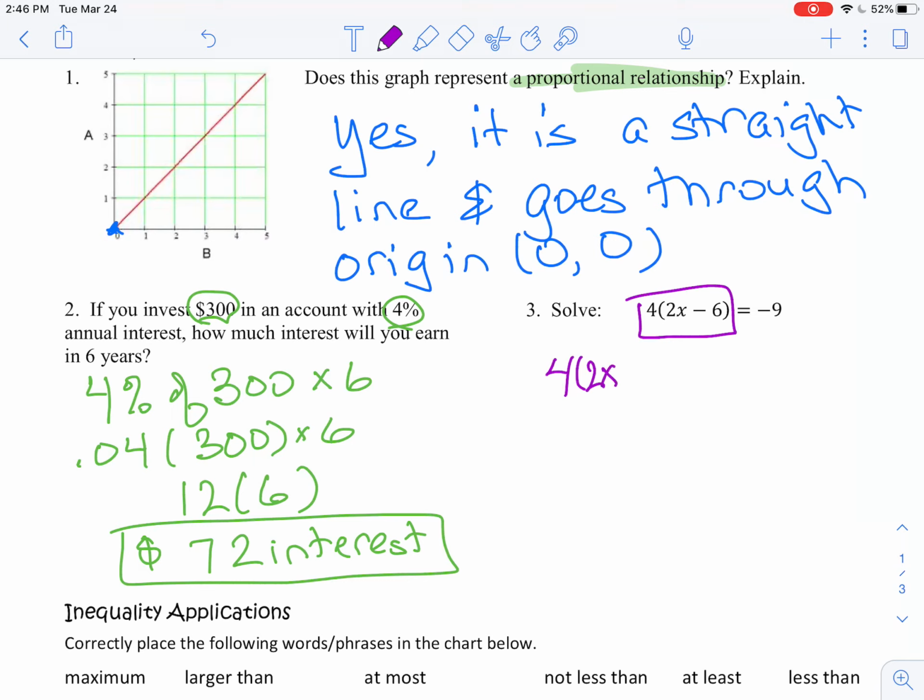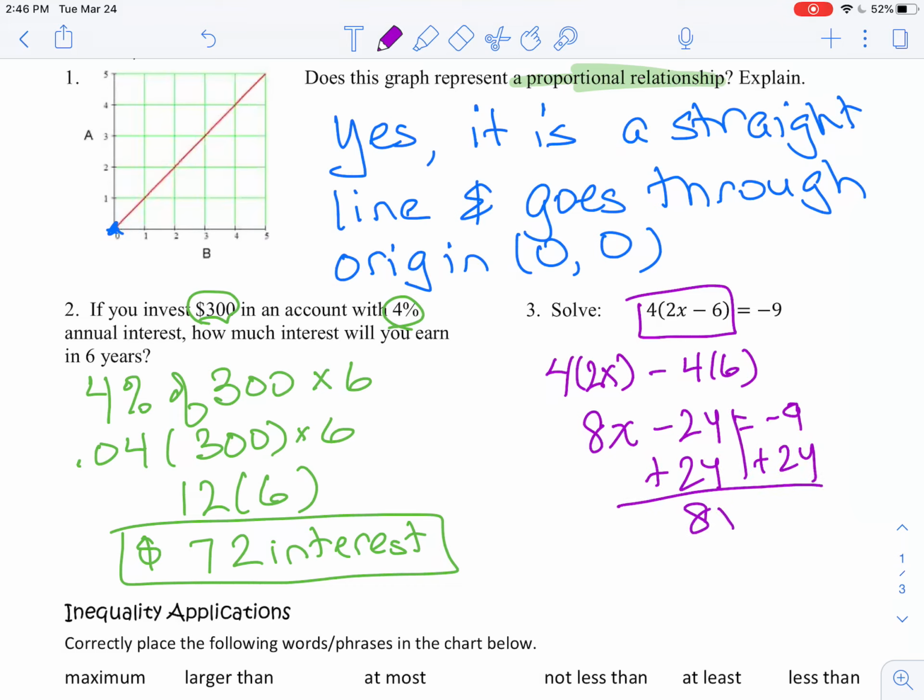Hopefully everyone's really good at solving this equation. Hopefully we use the distributive property. Some of you will write that we have 4 times 2x minus 4 times 6. Some of you will go directly to 8x minus 24 is equal to negative 9. Everybody will continue solving that.